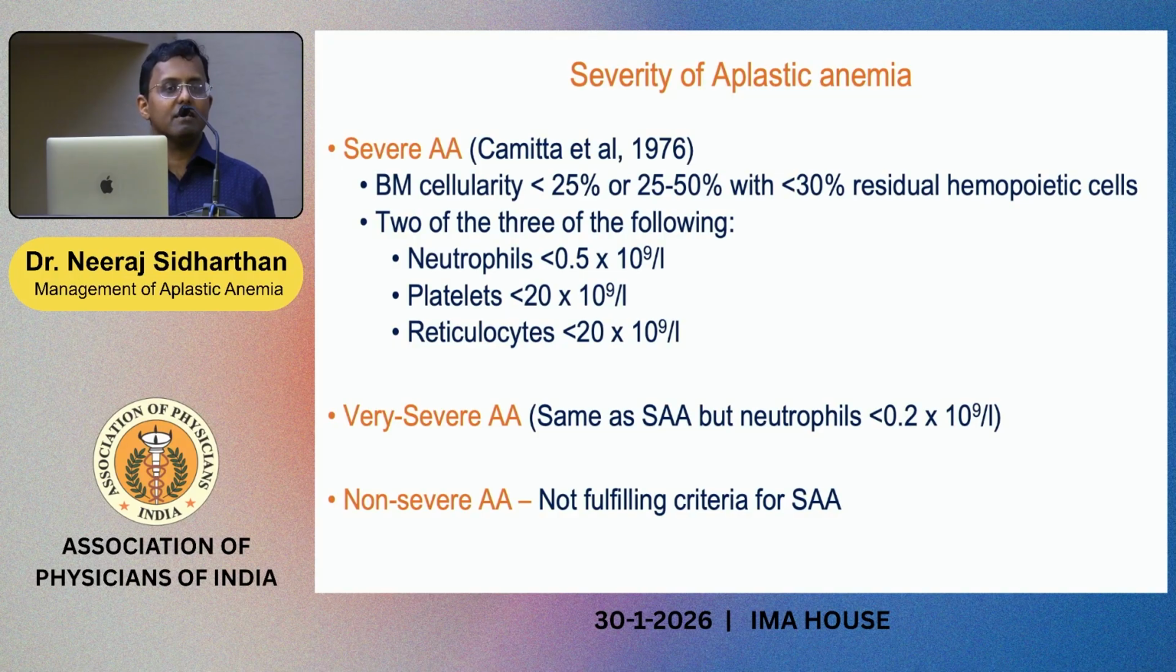Why do we need this classification? I think it's very important to classify aplastic anemia early on, because the treatment is remarkably different between non-severe and severe. And the prognosis is remarkably poor in very severe aplastic anemia. So this classification still has stood the test of time.